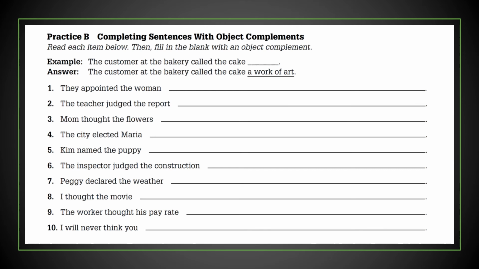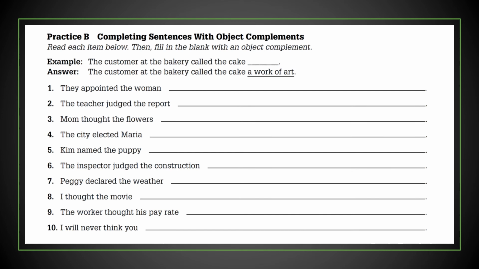So let's think of an object complement. Here there is the answer, a work of art. All right, so more than one answer can be possible here. A variety of answers can be correct. So pause the video, suggest your answers. Just make sure that it is a noun or an adjective in order to describe or restate the direct object. All right, so pause the video, do your work, then check the video and compare, contrast our answers. All right, let's do it.